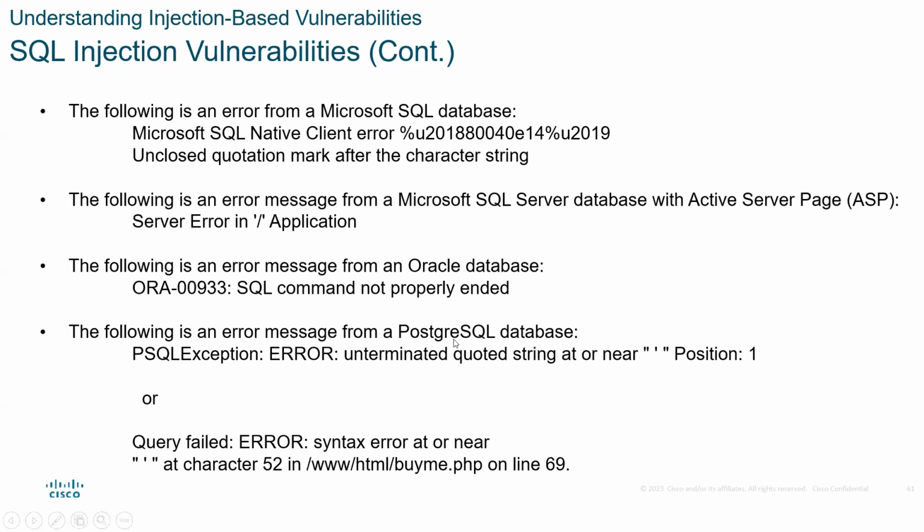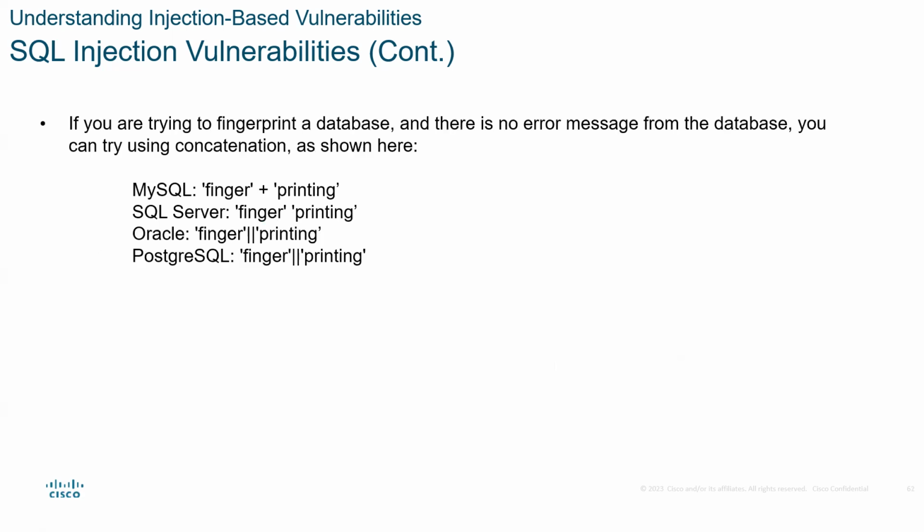And then here, this is from a PostgreSQL database. It's a PSQLException. This is usually an error that is generated when there is an unterminated quoted string at or near a particular caret. These indicators will tell you where that happened. Or it could be: this query failed, syntax error at or near this. So these are ways that the attacker tests the database to find out what it is. Once they know the structure of the database itself, the service, they're able to script properly, targeting the specific database.